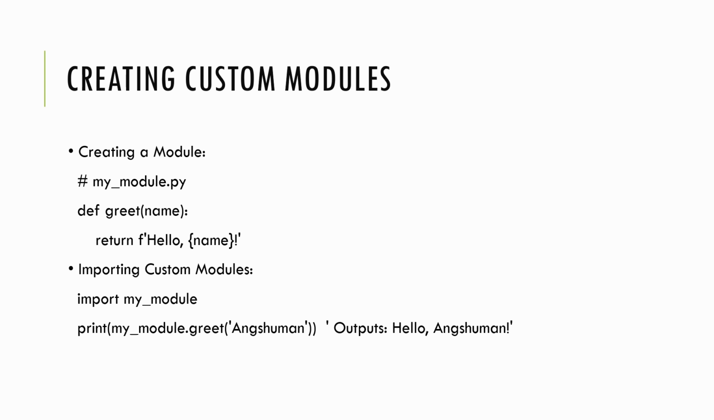Now that we have seen built-in modules, let's look at how to create custom modules. To create a module, simply save your Python code in a .py file. For example, let's create a file called mymodule.py with a function greet(name). Then to use this module in another script, we import it and call mymodule.greet(name).